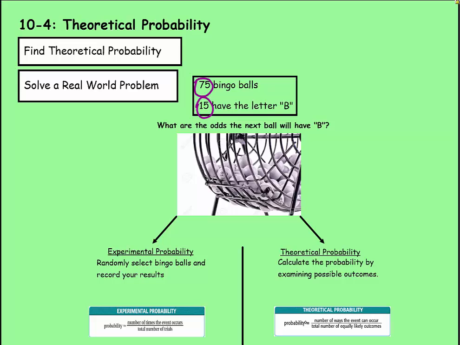The probability is equal to the number of ways the event can occur. Let's say I wanted to have B, that'd be 15 ways it could occur, over the total number of equally likely outcomes. And since all these balls have the same shape, they are equally likely outcomes of 75. So my theoretical probability for this one would be 15 letter B balls over 75 total bingo balls. Simplifying that would turn into 1/5.